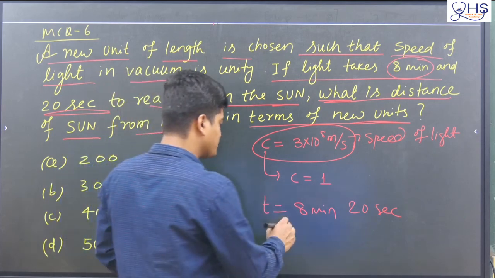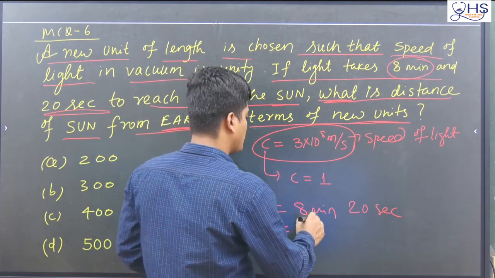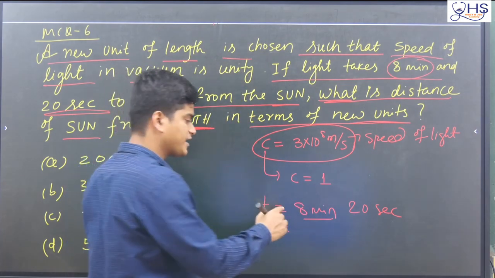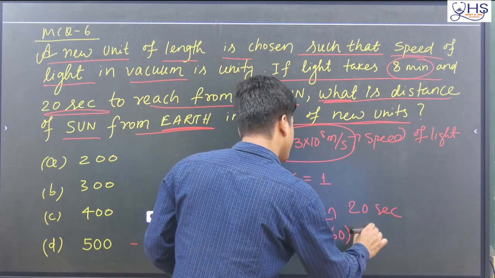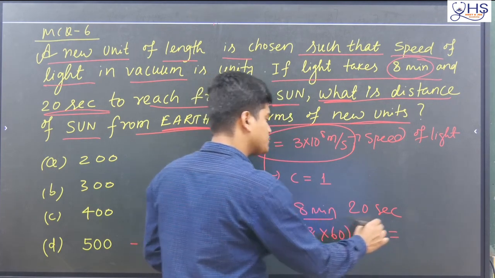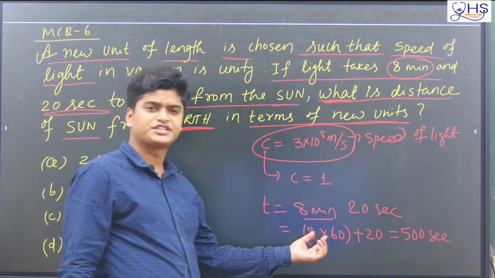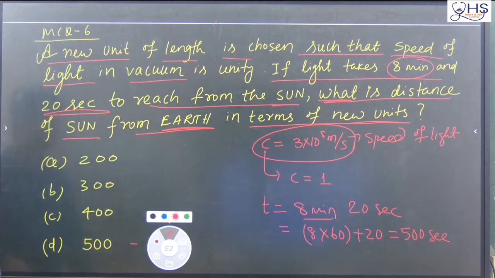Now see, t equals how much? 8 minutes 20 seconds, you convert everything into seconds. 1 minute is 60 seconds, so you write 8 into 60 plus 20. So total everything will come to 500 seconds, because 8 into 60 is 480, and 480 plus 20 is 500. So it is 500 seconds.